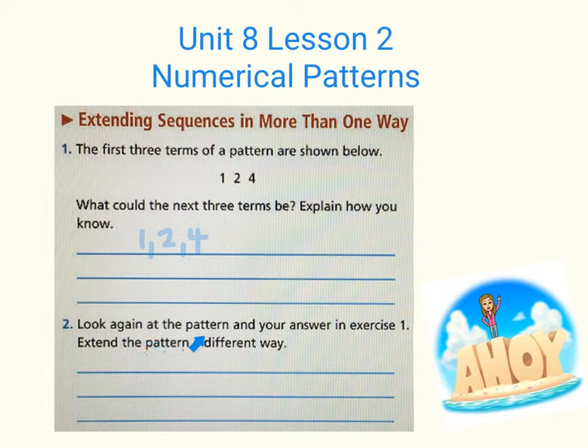When I look again at the pattern and my answer in exercise 1, I can extend the pattern in a different way. So instead of extending it as 1, 2, 4, 1, 2, 4, I could think about doing it this way, where I take 1, 2, 4 first, so that's the beginning of our pattern. And then maybe I go back and do a 2, and then a 1. So it's almost like I'm sandwiching that 4.